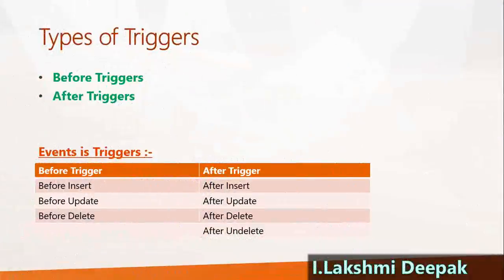So these are the types of triggers you are seeing here. In triggers we have two different types: one is before trigger and the other is after trigger. When it comes to before trigger, there are three types of events: before insert, before update, before delete. In after trigger we have four events: after insert, after update, after delete, after undelete.